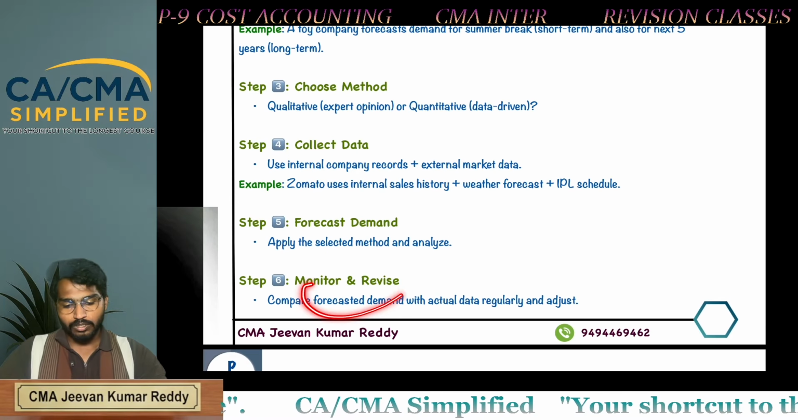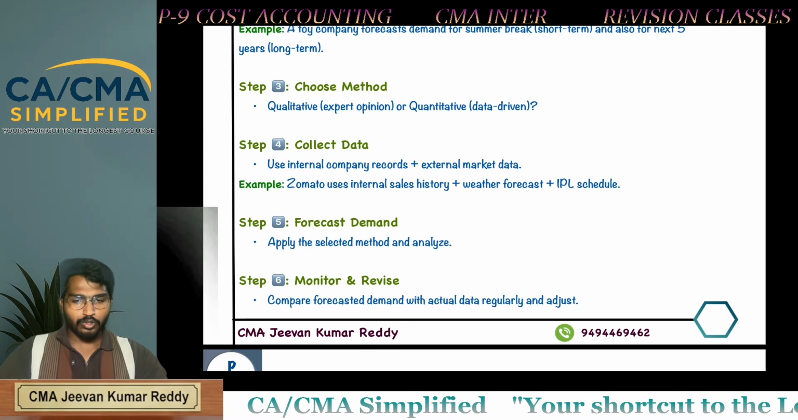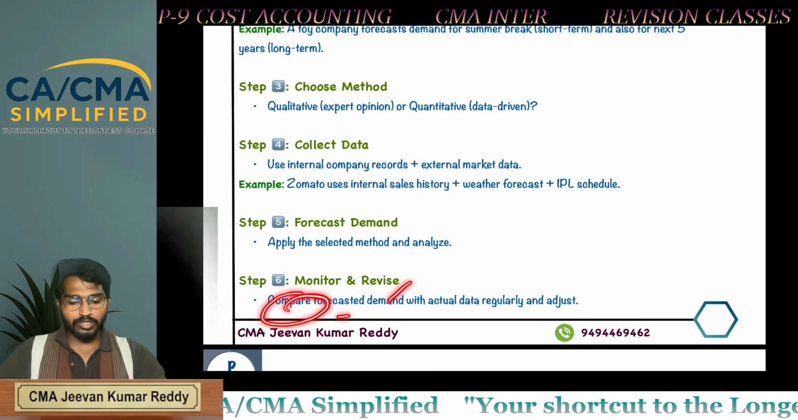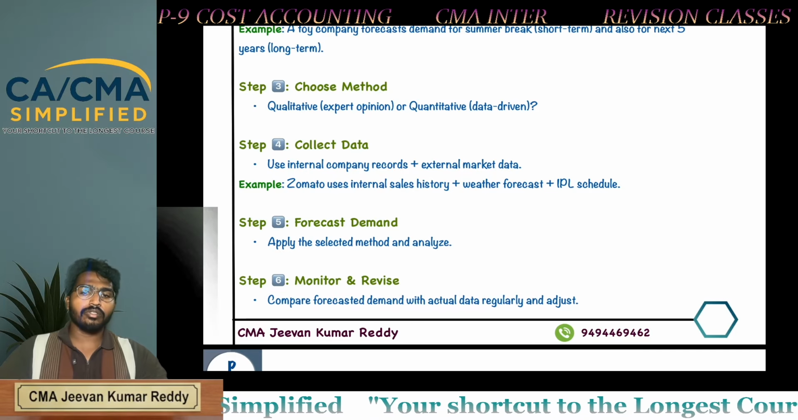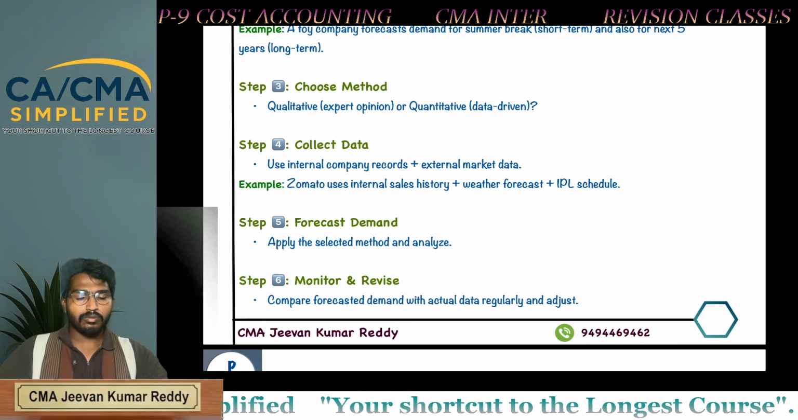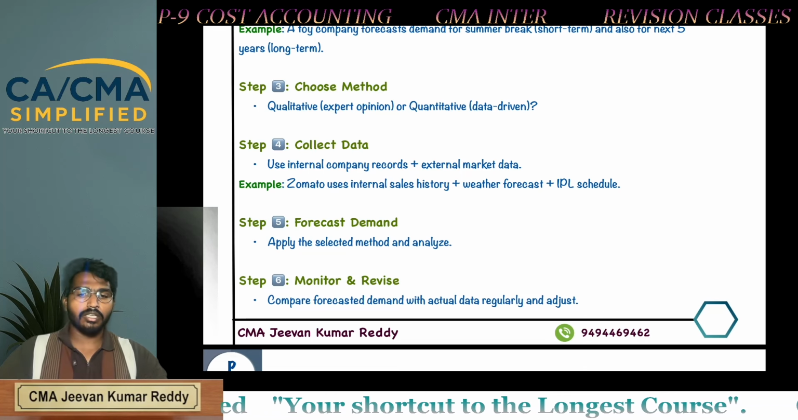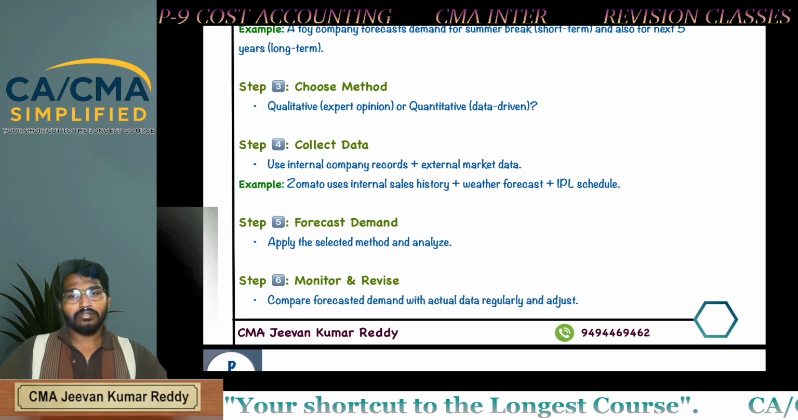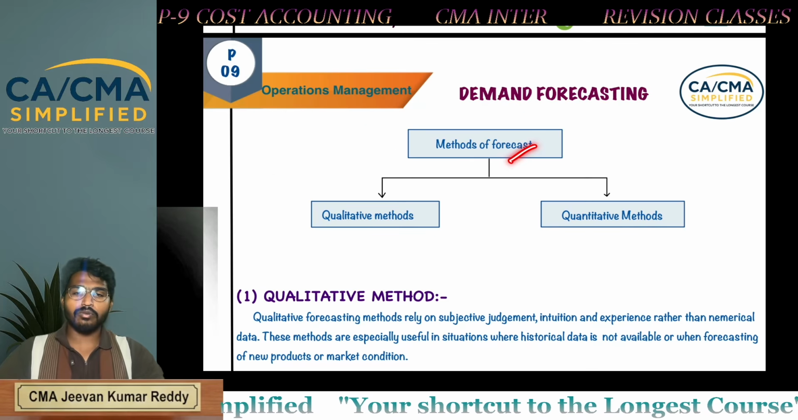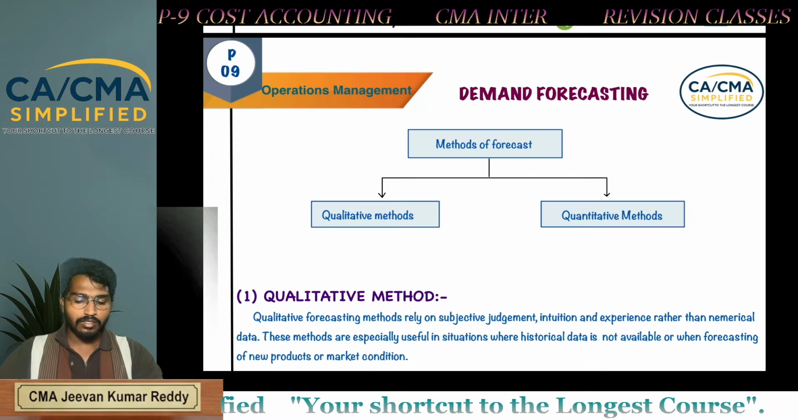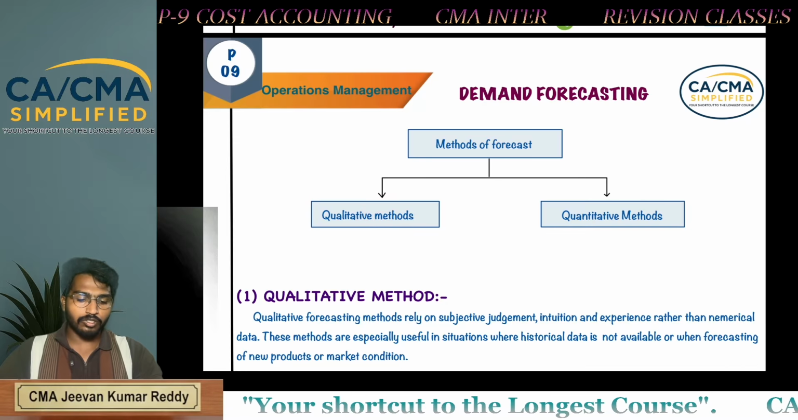Next, after getting the results, monitor and revise. That means compare the forecasted demand with actual data regularly and adjust. So after getting the forecasted data, you have to compare it with the actual data regularly, and if any deviations are found, you need to adjust it. For doing demand forecasting, we have two methods. One is the qualitative method, another is the quantitative method.